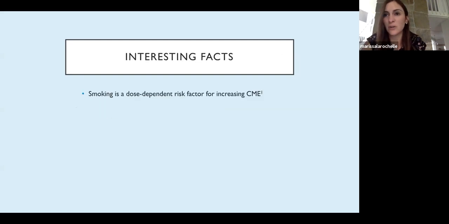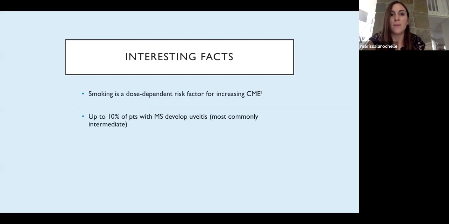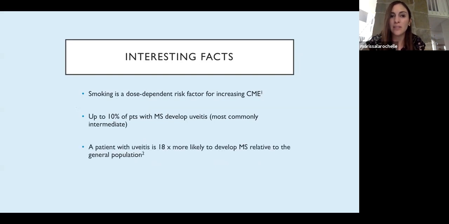Here's some interesting facts about intermediate uveitis. So smoking is a risk factor for increasing macular edema in patients with intermediate uveitis. So that's just another reason to tell your patients to quit smoking. Up to 10% of patients with MS develop uveitis, most commonly intermediate uveitis. And having uveitis makes someone 18 times more likely over their lifetime to develop MS relative to the general population. I think this is just the fact that autoimmune diseases do run together.